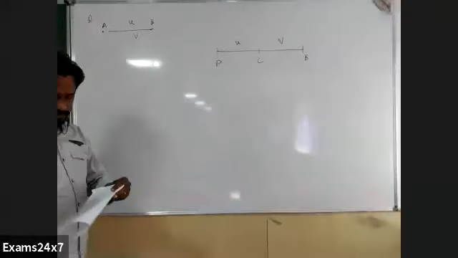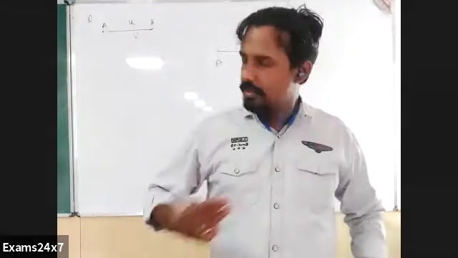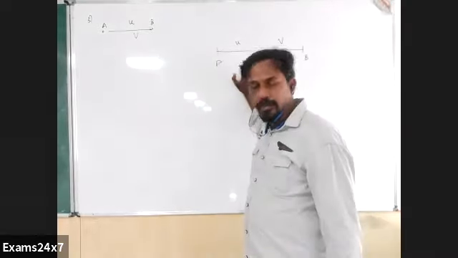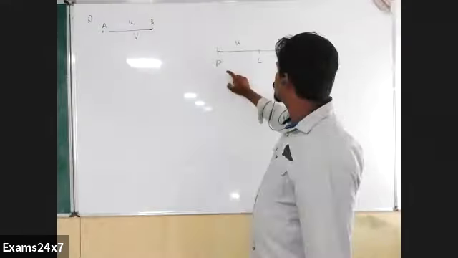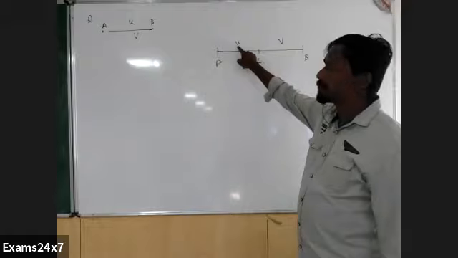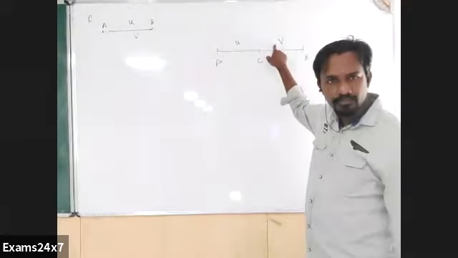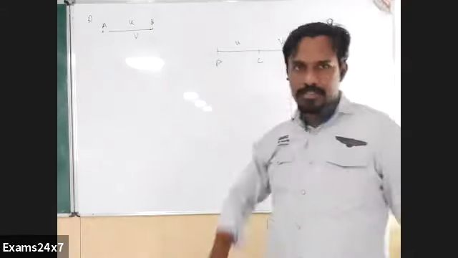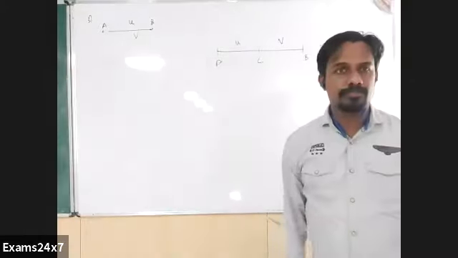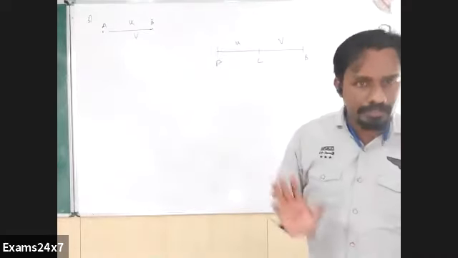First, close your question paper. Since you were absent, let me do it again. Situation is this: an object or a person moves from A to B. First half of the distance he covers with a speed u, and second half of the distance he covers with a speed v. It is applicable for velocity also, or for distance or speed.